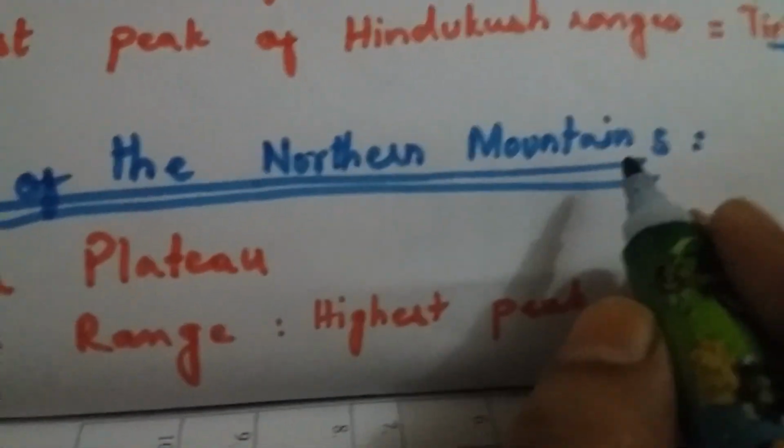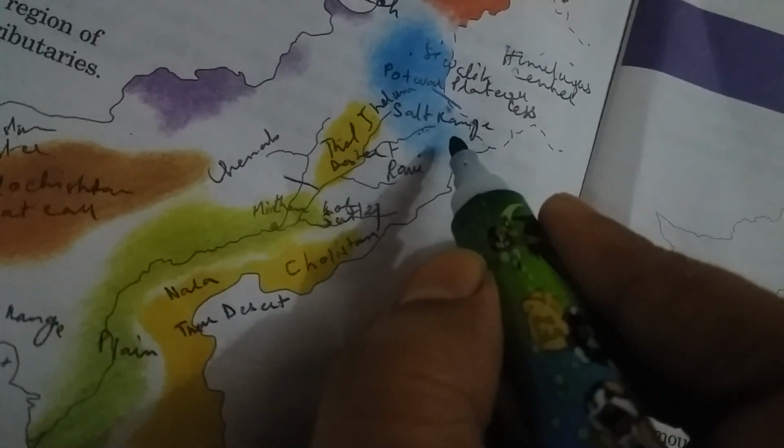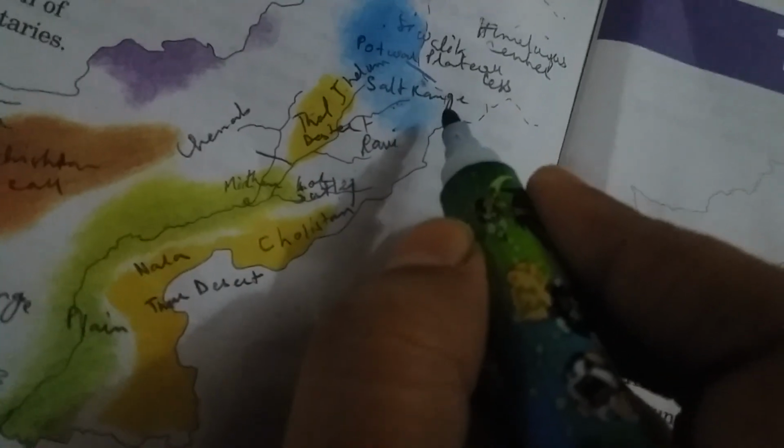And second category we have south of the northern mountains. South of the northern mountains includes highland area, Potwar Plateau and Salt Range. Highest peak of Salt Range is Sakesar, whose height is 5,000 feet.